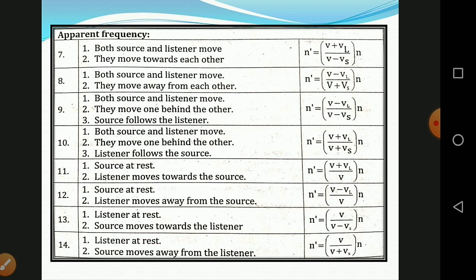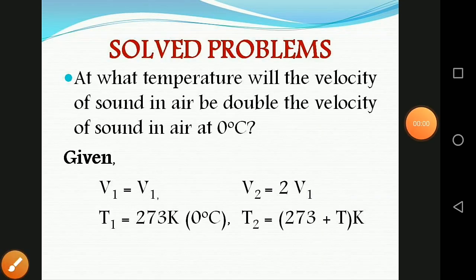And with the listener at rest, n dash is equal to v divided by v plus vs. That's why, when the source moves away, moving right to left, there is a plus sign. So n dash is equal to v divided by v plus vs into n. Next, we see the solved problems.